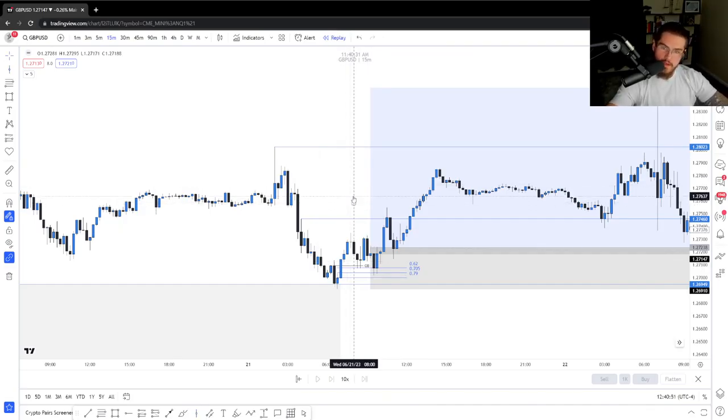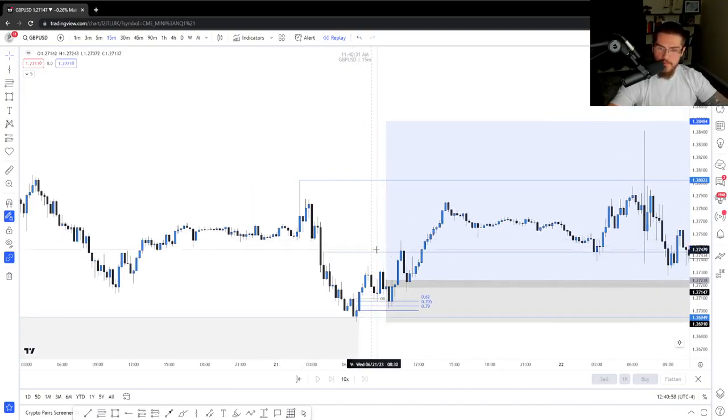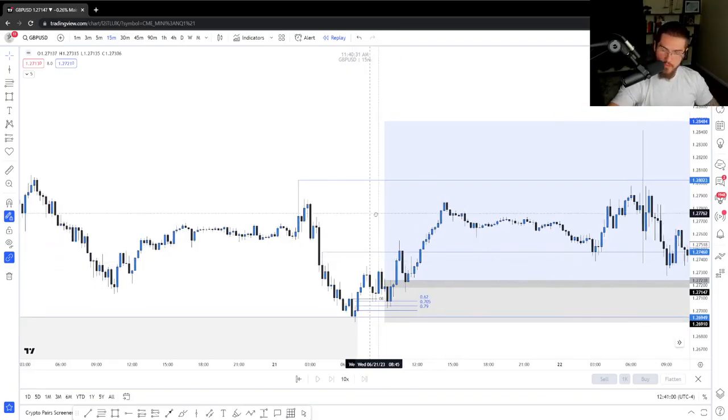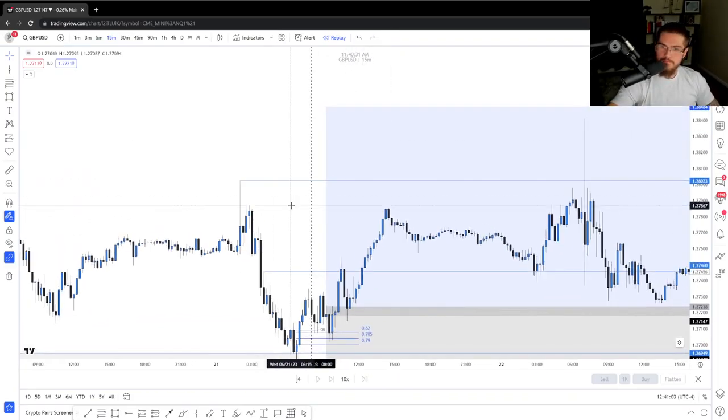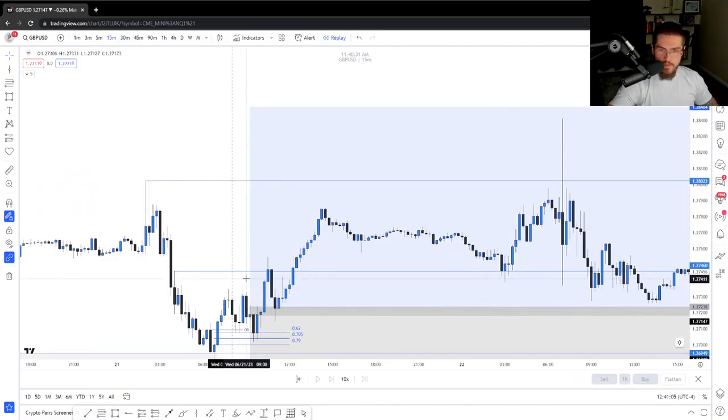Now you don't have to enter right at 8 a.m. This is one you really don't have to get some kind of sniper entry on. A lot of times it's pretty straightforward. And it's going to be on a 15-minute chart, the entry. So again, people are like, what? A 15-minute entry? How do you get good risk to reward?